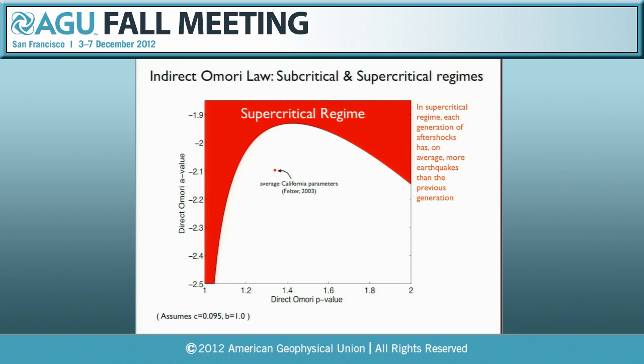Any real earthquake catalog would have to be in this white region here. And just for comparison, the red dot shows average direct A and direct P values derived for a California data set by Felzer in 2003.